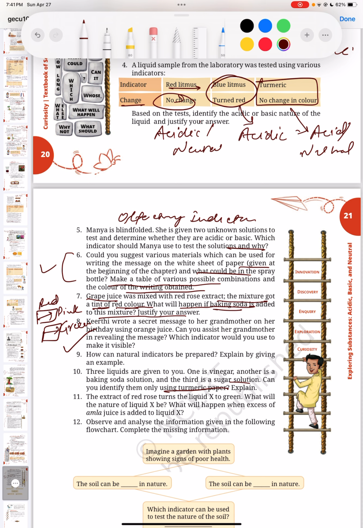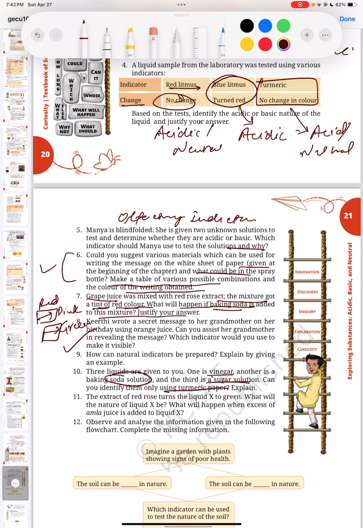Which of them is the easiest to identify using turmeric paper? Baking soda solution, because it's basic. It will immediately turn turmeric into red color. But remember that it's not so easy to differentiate between vinegar and sugar solution. Why? Because both of them do not have any effect on turmeric. But now how can you differentiate between these two? It's a very interesting question, right?